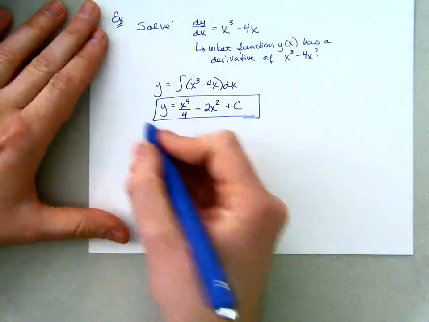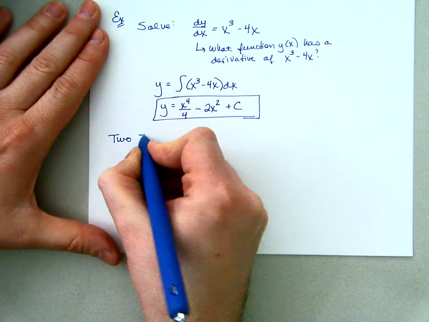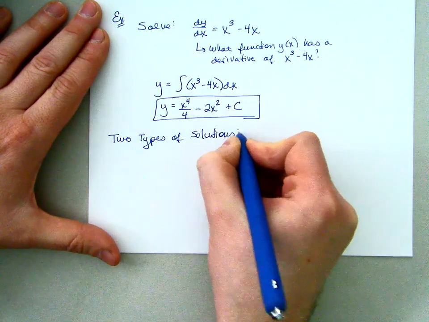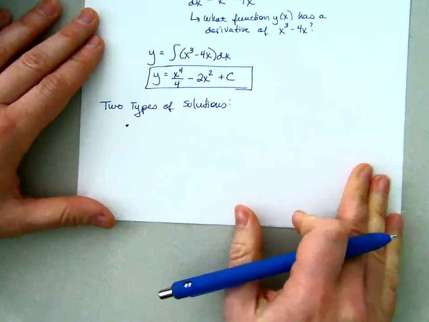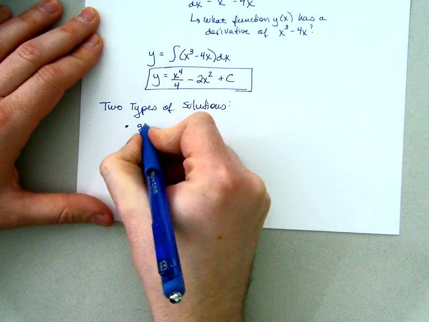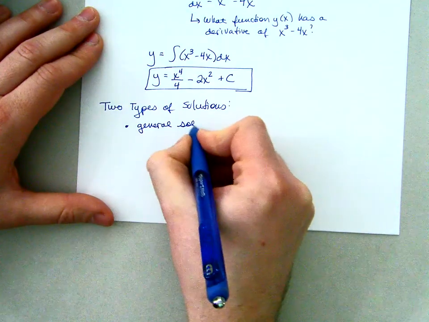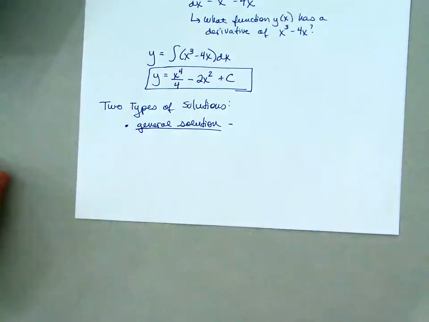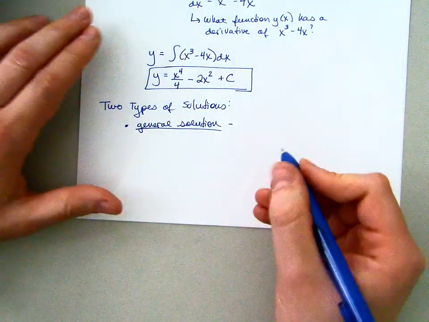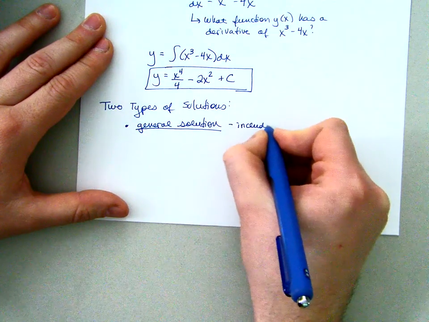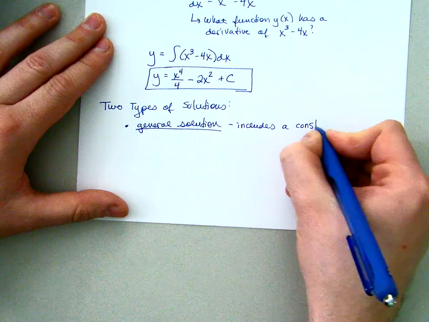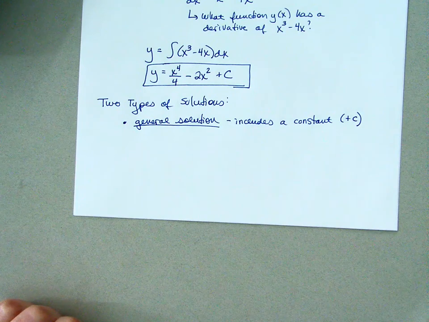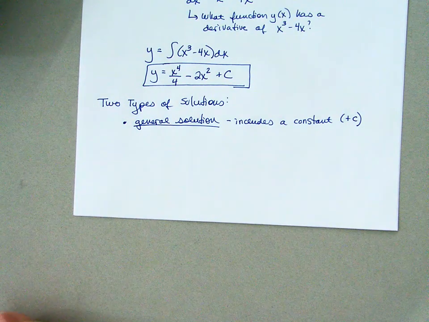When we deal with these differential equations, there are two different types of solutions we're going to get. The first type of solution we could get to a differential equation is what we call our general solution. This is a solution that includes a constant at the end, includes a plus c. Those are not terribly interesting because that is exactly the same thing we did yesterday. That's no different than yesterday.